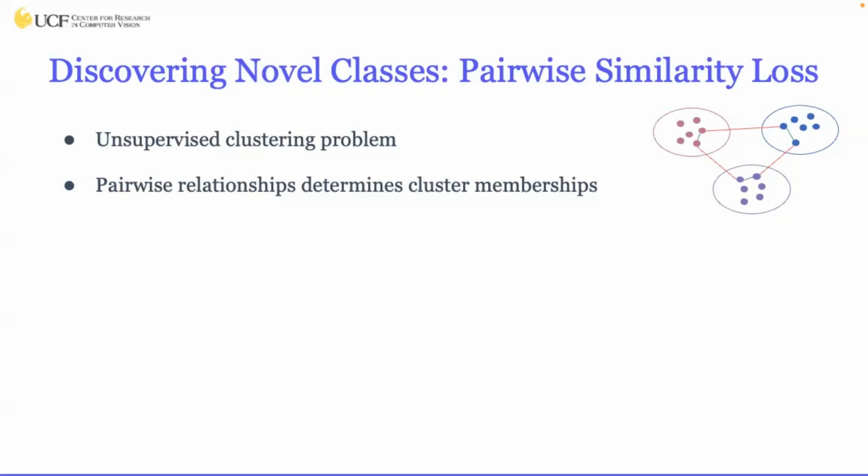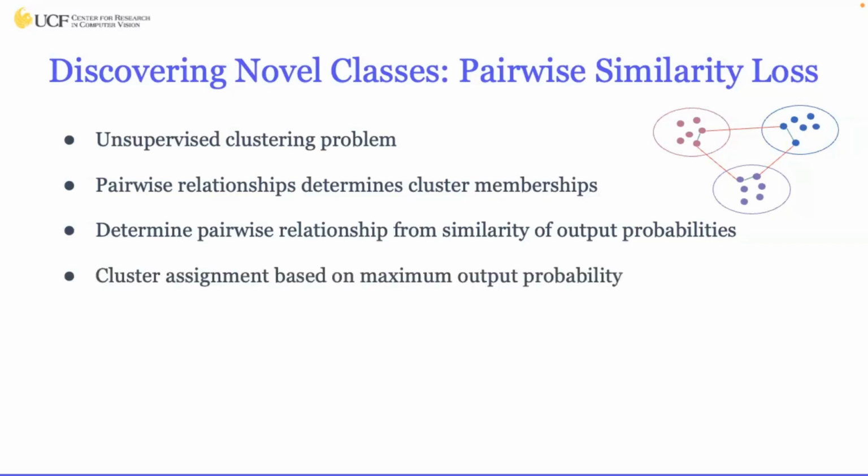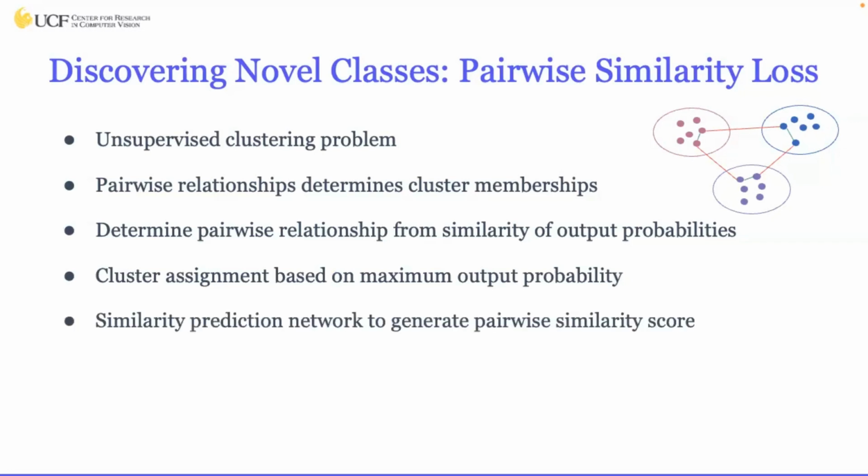We can utilize this interpretation in the case of neural networks as well, where we can determine the pairwise relationship from the similarity of output probabilities. And this is very beneficial for us because we can perform cluster assignment based on the maximum output probability. So we don't need to perform any clustering step. The clusters can be formed from the output probabilities.